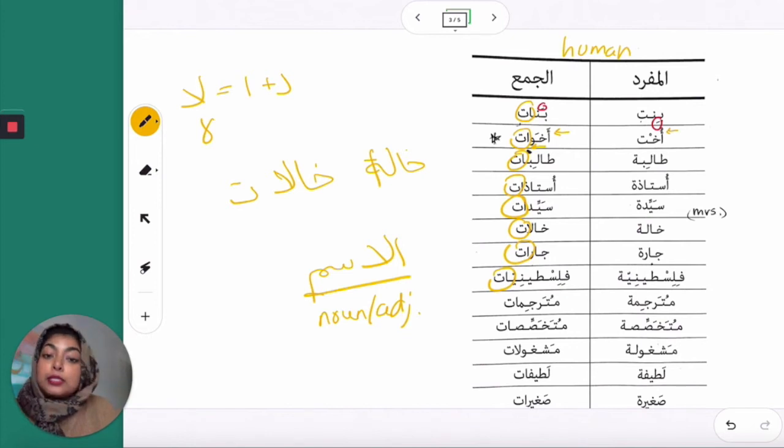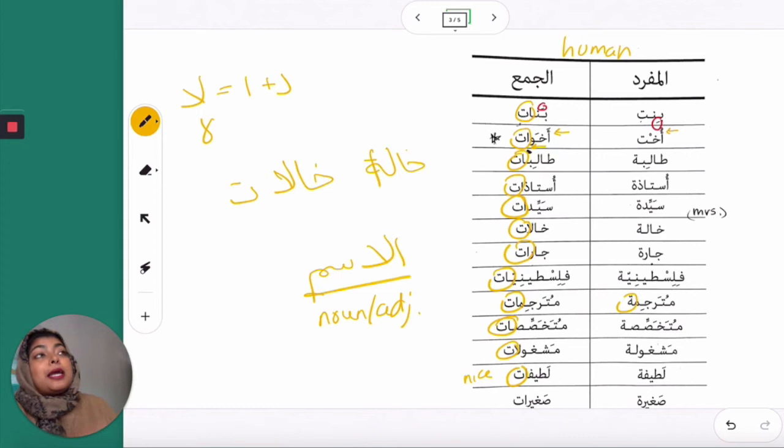Mutarjima, ما معنى المترجمة? We did in the last slide tarjama, which is translation. So mutarjima sounds similar because it has the word tarjum in it. So a translator. So we change this. Mutarjimat. Mutakhassisa, another adjective. Mutakhassisa, specialist or specializing in. Mutakhassisat. Okay. Mashghula, busy. Mashghulat. Latifa. Latifat. Latifa meaning nice or pleasant.